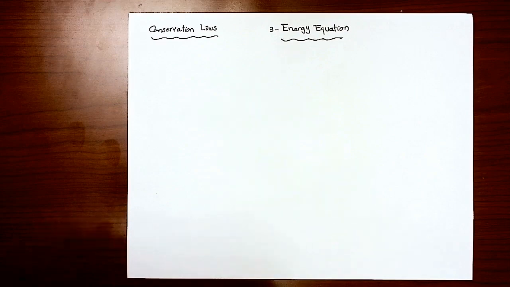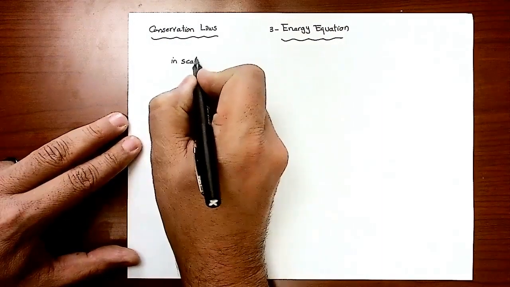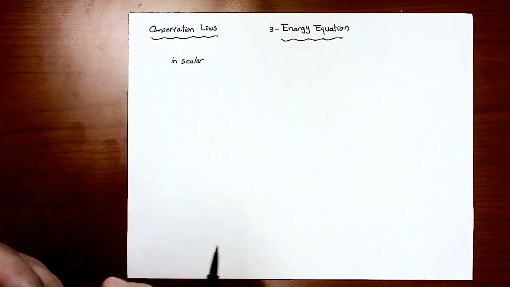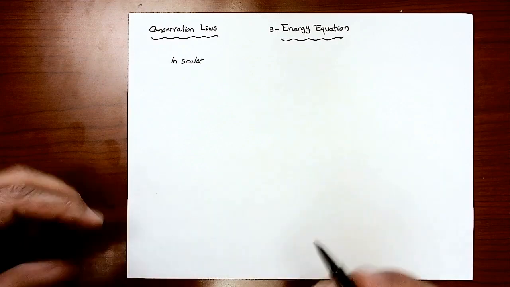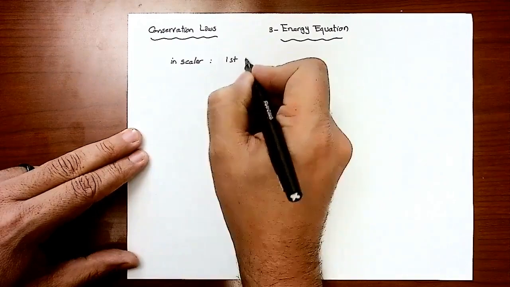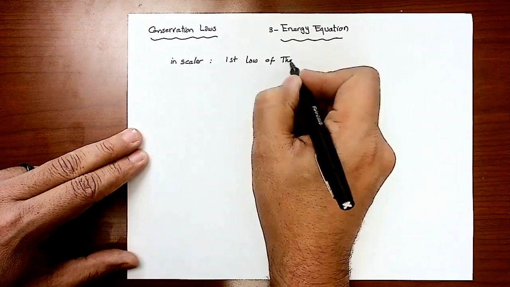So what's the energy equation? What are the conservation laws? If we talk in a scalar situation, everyone is familiar with the first law of thermodynamics, right? So the first law of thermodynamics is simply the conservation law in the scalar quantity. So that's the first law of thermodynamics.